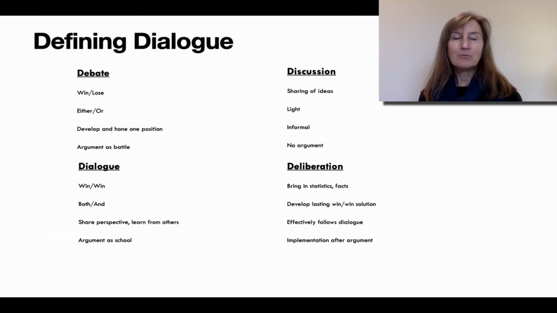With dialogue, we want to take an argument and instead of seeing it as a battle or a fight, to use the metaphor of argument as school. We see discord as an opportunity to learn and that our opponents can be our teachers. The ultimate goal of dialogue is that I become better when I'm in conversation with you.